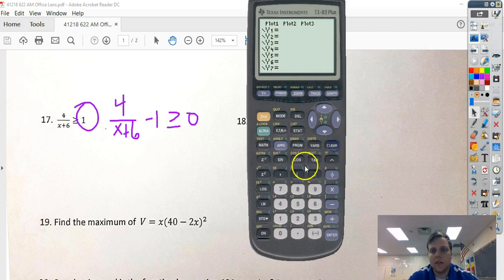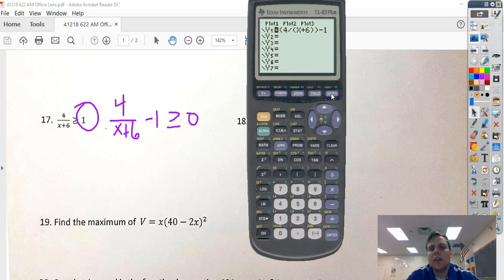So I didn't clear everything the way I thought I did. So 4 divided by x plus 6. This is going to be a pain. I do not like this problem. Second, insert parenthesis. Your calculators, you can just use alpha y equals, create a fraction thing. This calculator cannot do that.